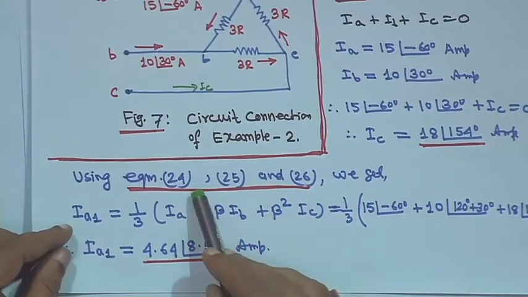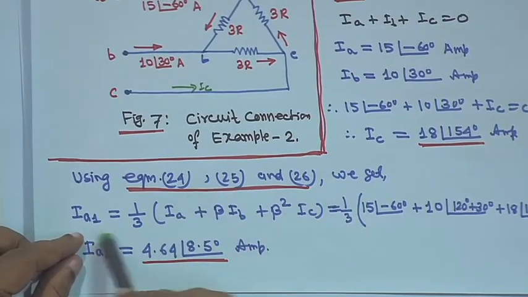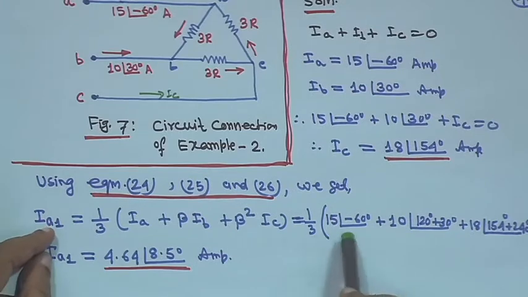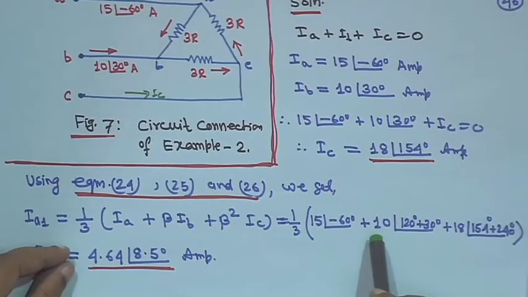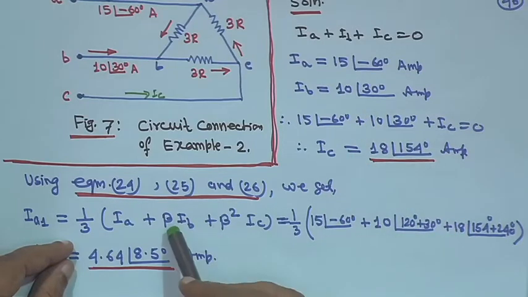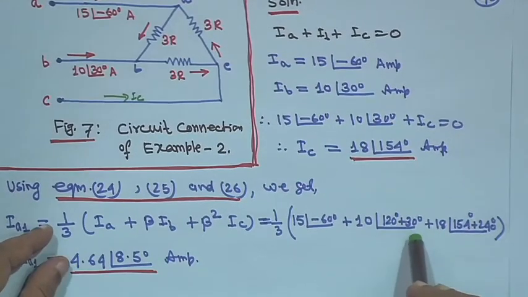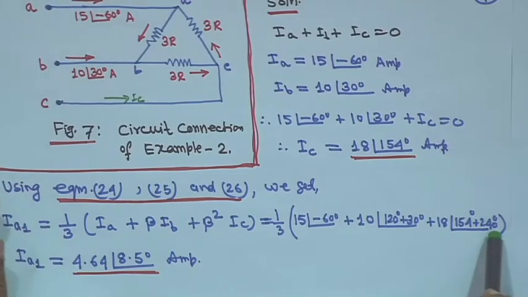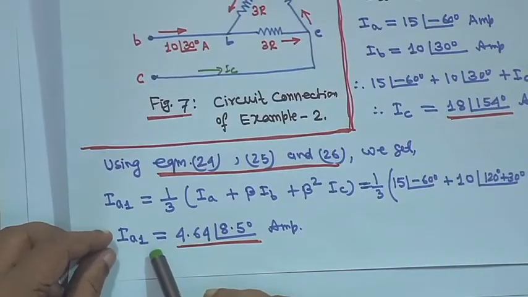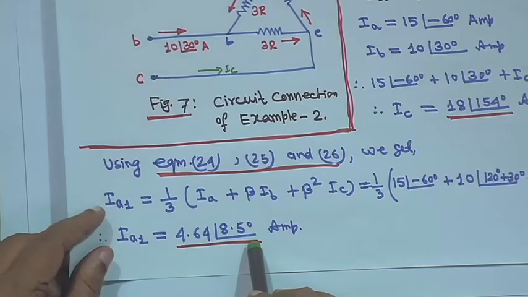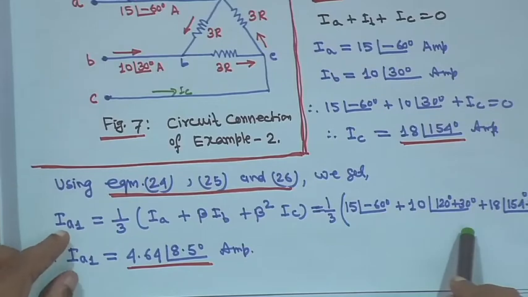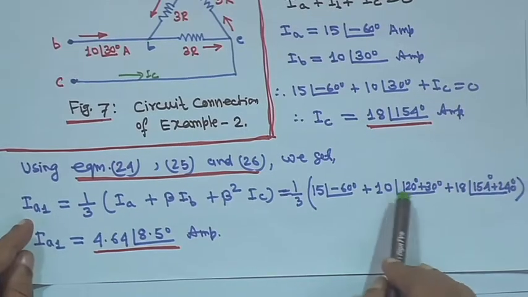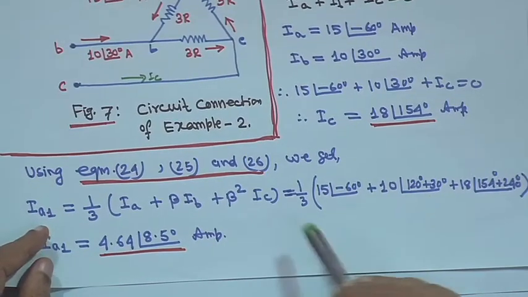Now, using equations 24, 25 and 26, equation 24 is I A 1 is equal to 1/3 of I A plus beta I B plus beta square I C. So, it is 1/3, I A is 15 angle minus 60, I B is 10 angle 30, multiplied by beta, so it is 10 angle 120 degree plus 30 degree, and plus I C, which is 18 angle 154 degree plus 240 degree. If you simplify this, you will get I A 1 equal to 4.64 angle 8.5 degree ampere. Only thing is that these calculations you have to make correctly. Sometimes I repeat that all these calculations were done by me, so if there is any mistake in calculation or other things, just let me know.